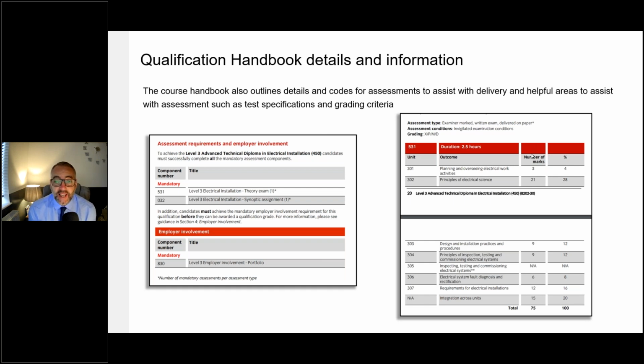And as you can see, the exam there is broken down into the number of marks for each section and each unit. So if you look at principles of electrical science, 28% of the overall mark will come from that unit. So that'd be a useful one to concentrate on if you're doing some recap or reinforcement with the learners. Unit 301, planning and overseeing electrical work, just 4%. So it's not that you don't cover it, but it gives you an idea of how much revision you do in each of those areas.